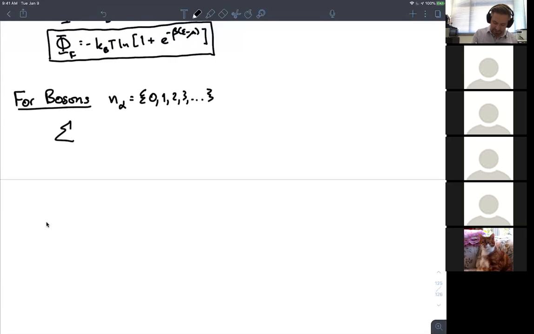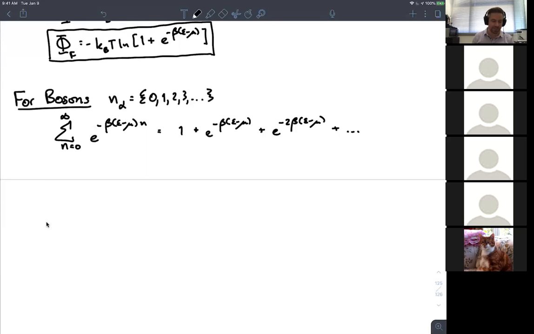All right, so again, what we want to evaluate is this. We go from 0 to infinity of e to the minus beta (epsilon minus mu) n. Now when you write this out, when you plug in n equals 0, you get again 1. When you plug in n equals 1, you get e to the minus beta (epsilon minus mu). When you plug in n equals 2, you get e to the minus 2 beta (epsilon minus mu). So on and so forth.